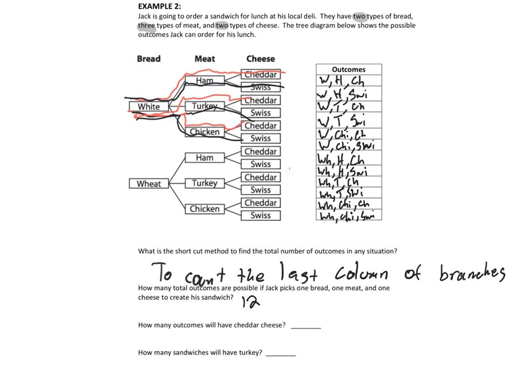Now, how many outcomes will have cheddar cheese? So we go in that last column, and anywhere there's cheddar, we're going to highlight. So cheddar. So that's 1, 2, 3, 4, 5, 6. So 6 different outcomes with cheddar. Now, how many will have turkey? So we go everywhere there's turkey. So that's 1, 2, 3, 4.